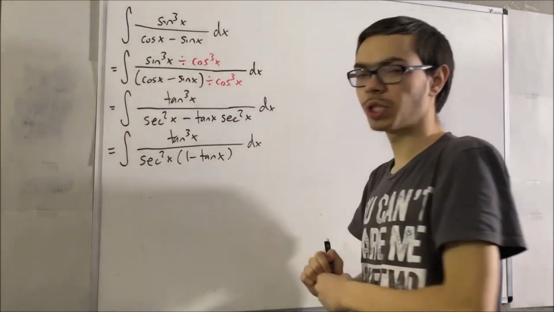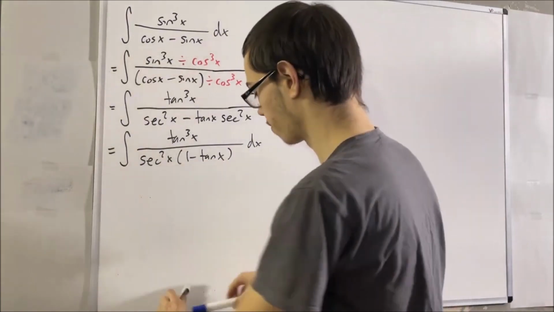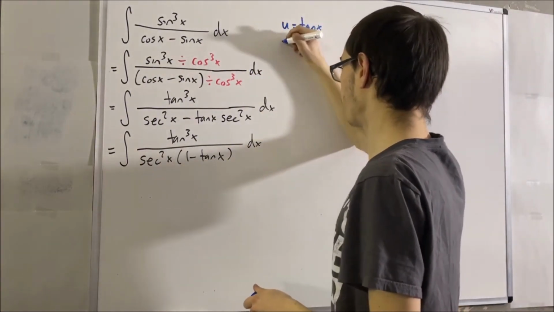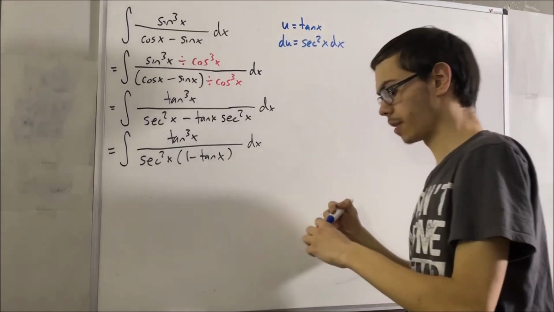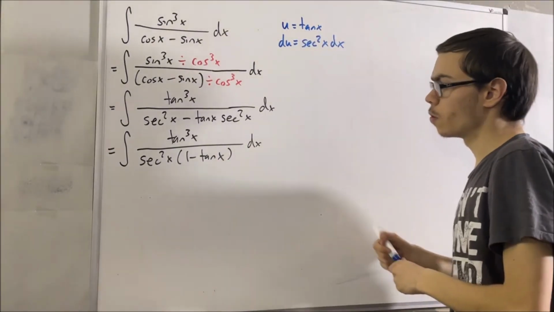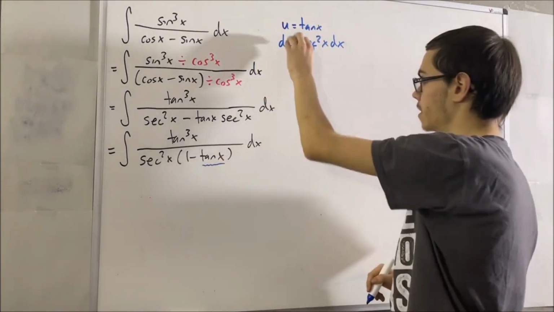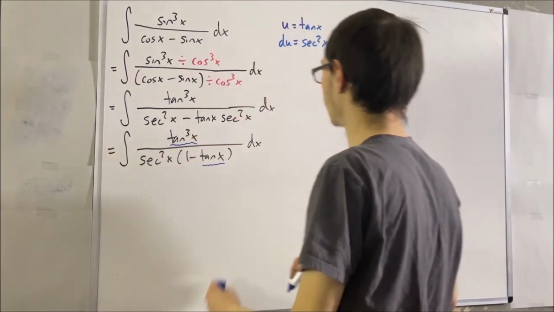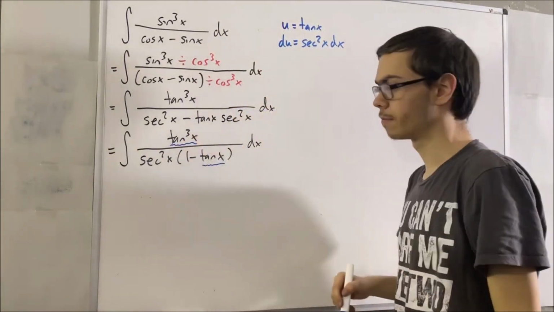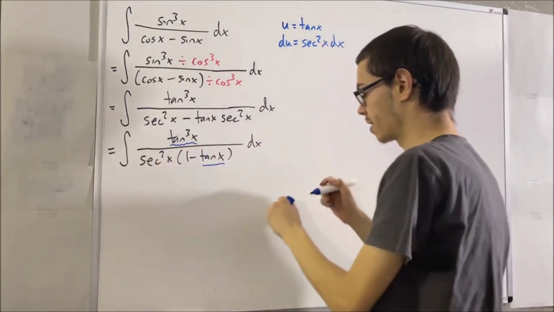Now I will do a u substitution by setting u equal to the tangent of x, and therefore du is equal to secant squared x dx. So we know for a fact that we're going to re-express tangent of x as u, and tangent cubed of x as u cubed. So then what about dx? What about secant squared x?